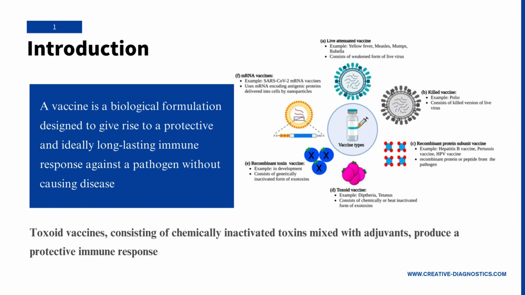For example, live attenuated vaccines consist of live pathogens from bacteria or viruses that have been weakened by heat or chemical methods. Recombinant subunit vaccines consist of recombinantly produced subunits of a pathogen that stimulate the host immune system and contain only a portion of the pathogen. Some pathogens produce exotoxins that contribute to or cause disease, such as tetanus toxin, botulinum toxin, and diphtheria toxin. Toxoid vaccines, consisting of chemically inactivated toxins mixed with adjuvants, produce a protective immune response.